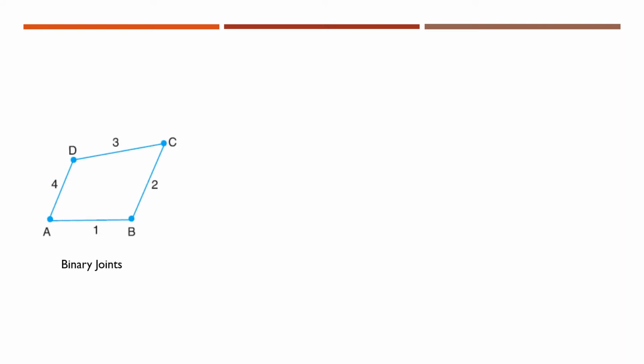So, the types of joints. First one is the binary joint. It's a very simple thing. You can see that point A is a binary joint because links 1 and 4 are joined at point A. Similarly, at point D, 4 and 3 are joined. At point C, 3 and 2 are joined, and at point B, 2 and 1 are joined. So, at every joint there are only 2 links. So, it is the binary joint.